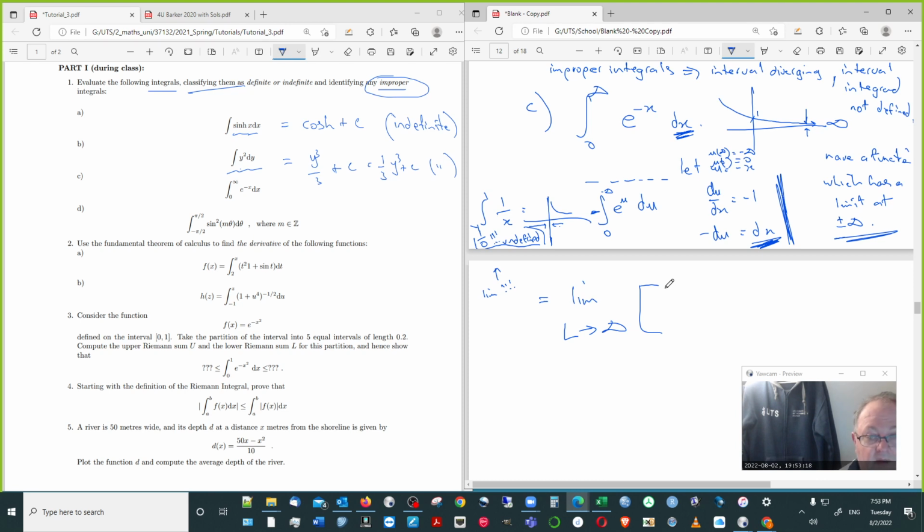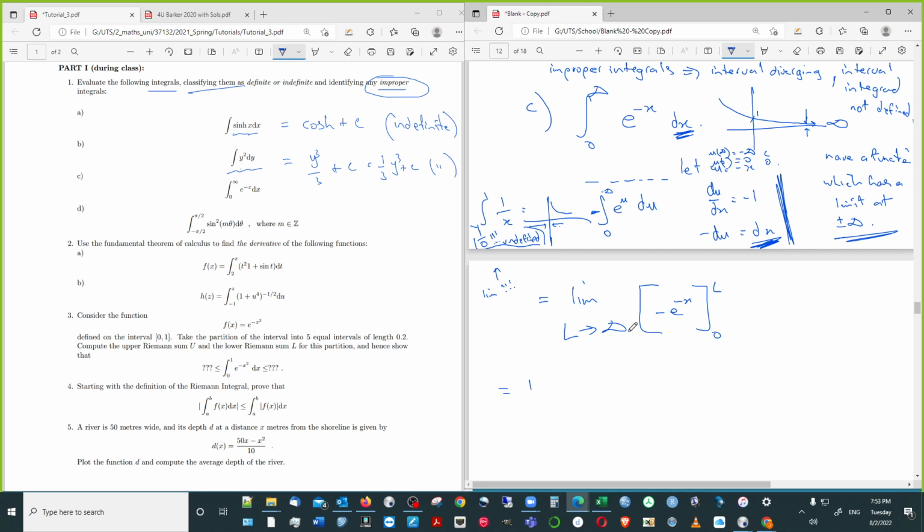Okay, so what we get is minus e to the minus x between L and 0. So I'm assigning these L and 0. So we'll get our limit. Does the limit exist? I might just pop my head out of the way there. Does the limit exist as L approaches infinity? And so we need to then do our scaffolding in the usual way.